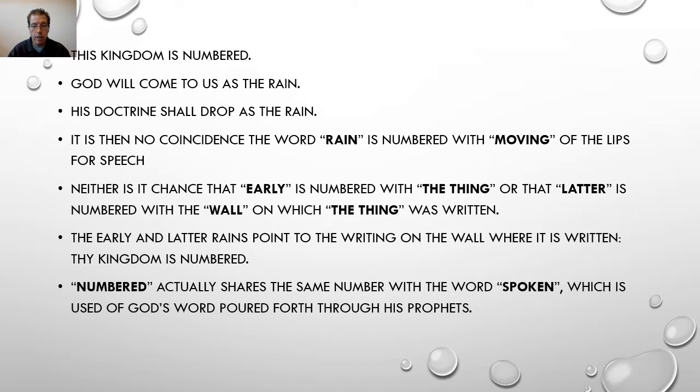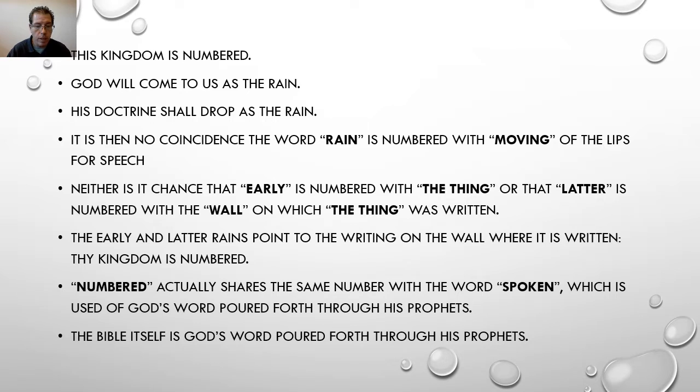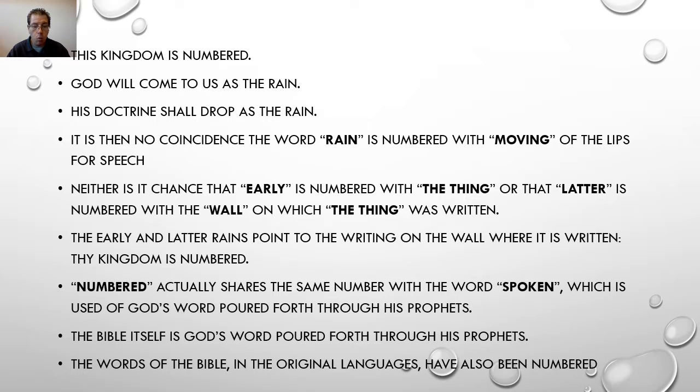Numbered actually shares the same number with the word spoken, which is used of God's word poured forth through his prophets. All of these, not coincidence. The Bible itself is God's word poured forth through his prophets. The words of the Bible in the original language have also been numbered. God's word has been numbered. Those words that were spoken, poured forth through his prophets, have been numbered. The writing is on the wall.